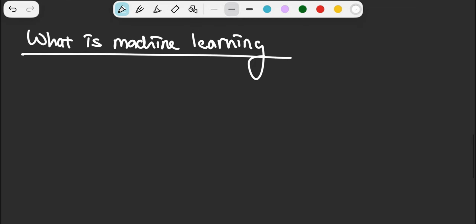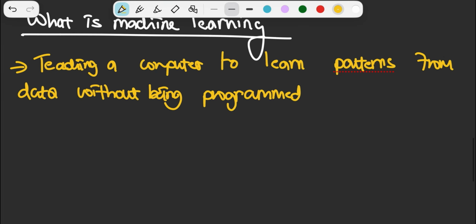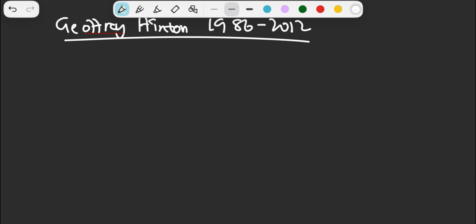The first thing that we need to understand is what on earth is machine learning? Okay, so if you're trying to teach a computer how to learn patterns from data without explicitly programming the computer, we say that's machine learning. To understand how machine learning works, you need to understand what you're given.